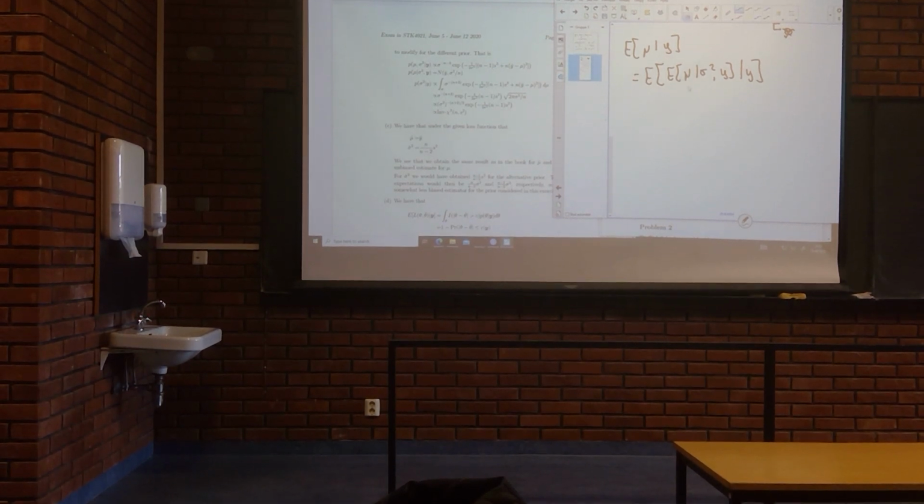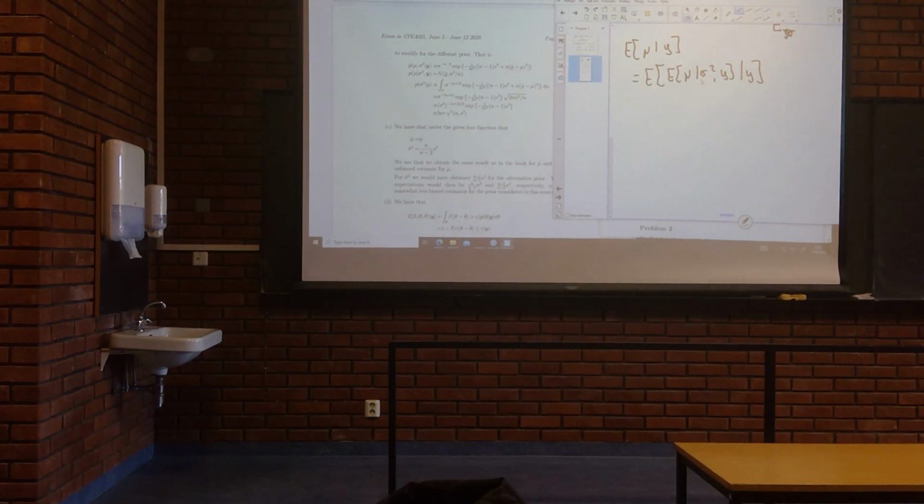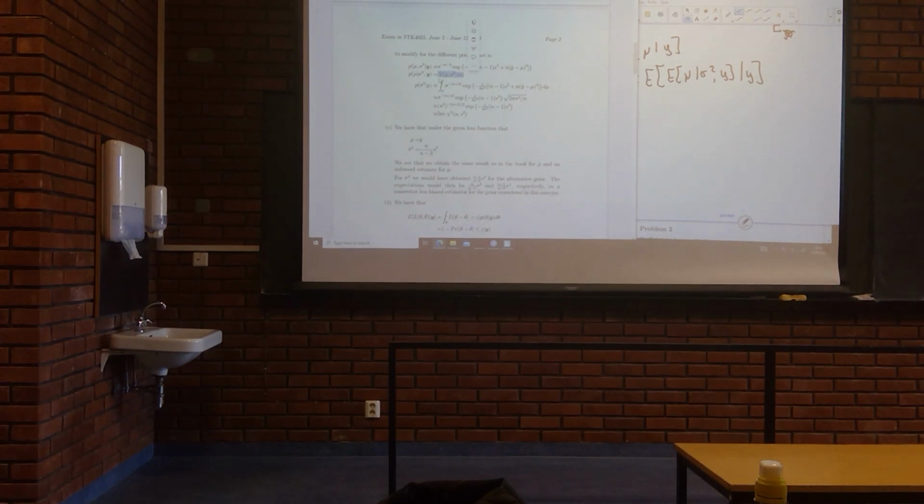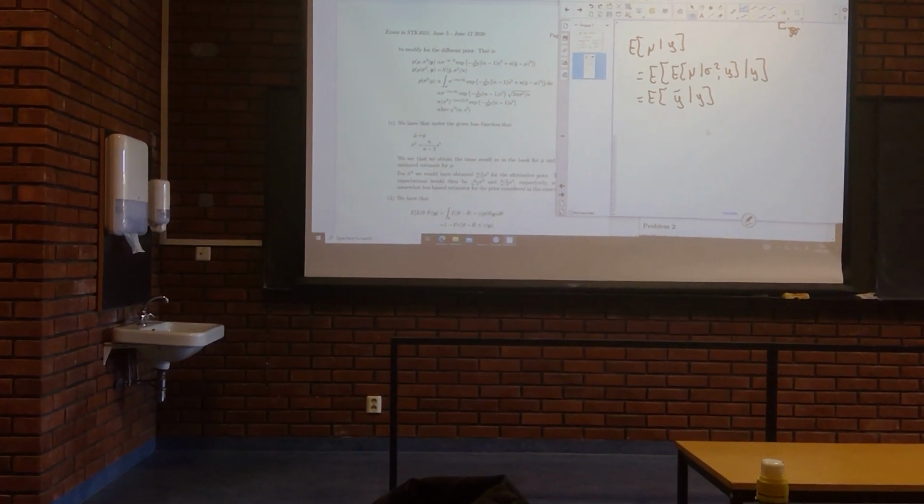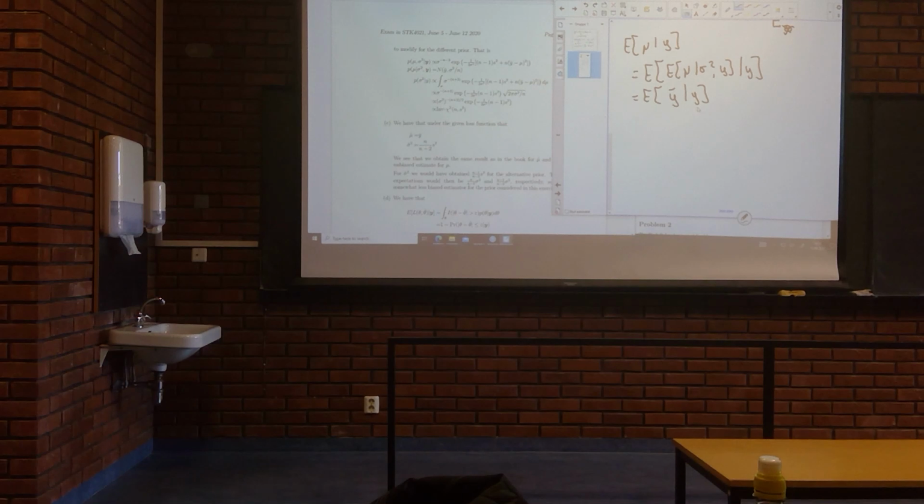And this conditional expectation, where we also condition on sigma squared, we have already found. That's the expectation in this Gaussian distribution, so that is y bar. But then we have to take the expectation again, but note that given y, also y bar is given, so there's nothing more stochastic there. So this just becomes y bar. So the Bayes estimator in this case will just be the average of the observations.